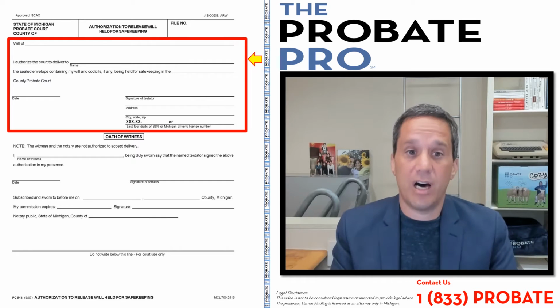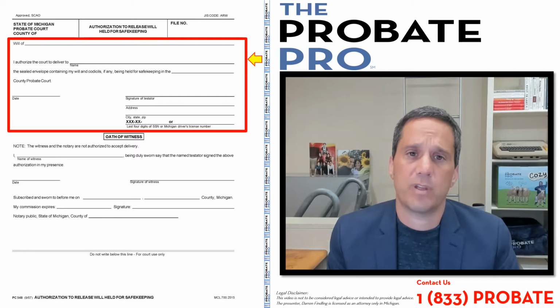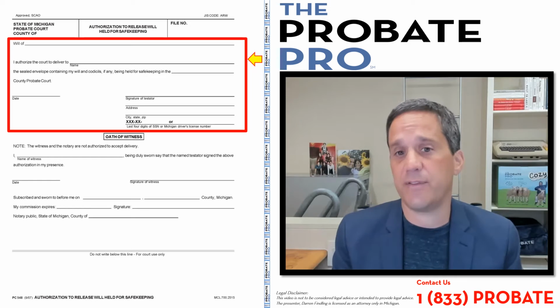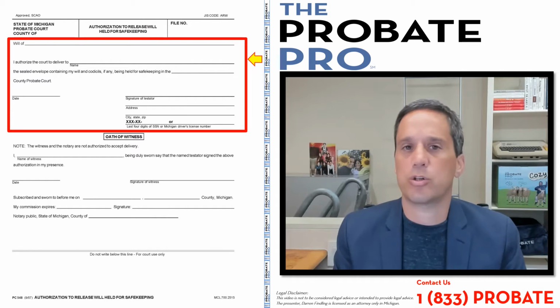The will of is simply the name of the testator, the person that created the will and has asked for it to be held for safekeeping in the probate court. And then it says, I authorize the court to deliver to.